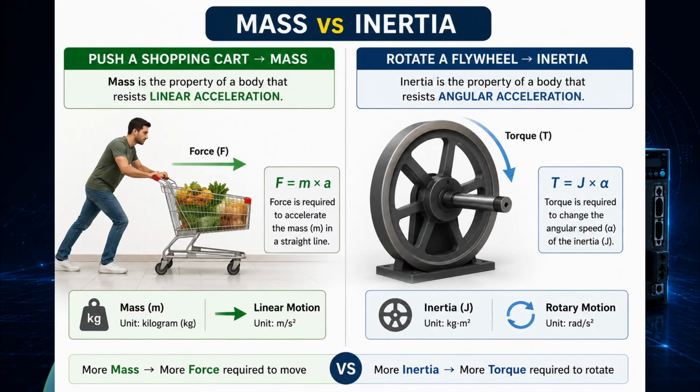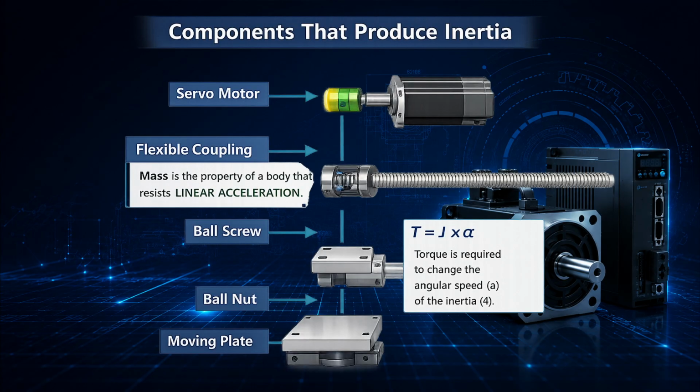Example, pushing a shopping cart is mass and rotating a flywheel is inertia. Now understand the components contributing to inertia. The components are servo motor, coupling, ball screw and moving plate. The servo motor accelerates the motor rotor, coupling, ball screw and reflected moving load.